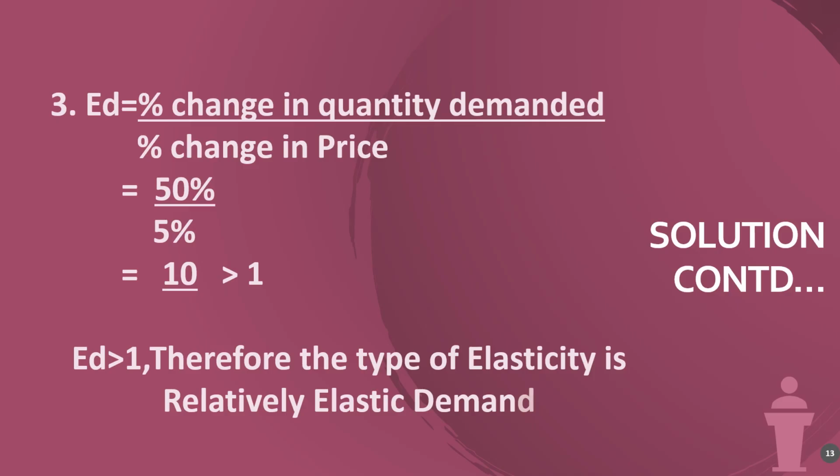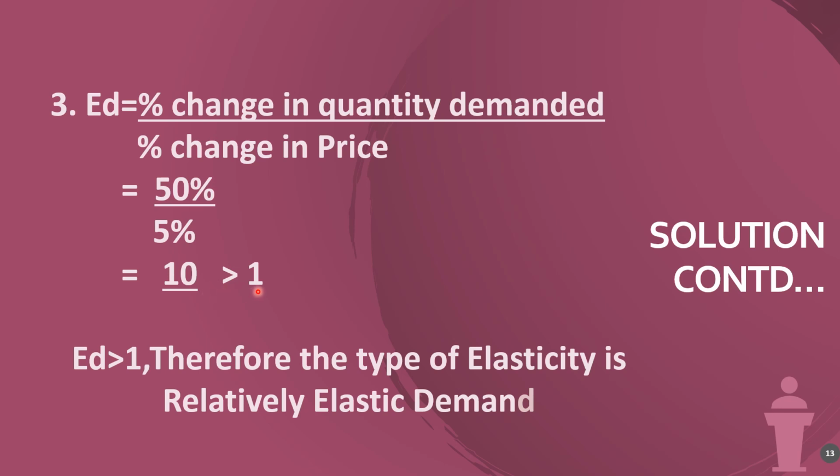So here we have the third step, which is the elasticity of demand formula, which is equal to percentage change in quantity demanded upon percentage change in price. We found out the percentage change in quantity demanded is 50%, and we've already been given the percentage change in price. So 50 divided by 5 is 10, and 10 is a number greater than 1.